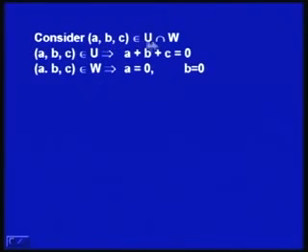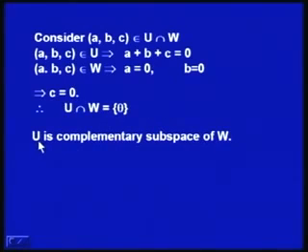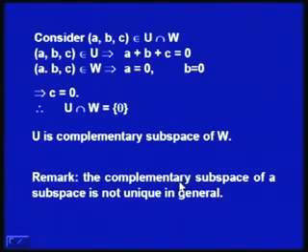Now, we consider ABC belonging to U intersection W. If ABC belongs to U, then A plus B plus C equal to 0, and if ABC belongs to W, then A has to be 0, and that means B has to be 0 and also C has to be 0, and that means U intersection W is simply a null vector. Now, this simply means that U is a complementary subspace of W. Generally, the complementary subspace of a subspace is not unique. This is the observation we make in context with a number of cases.